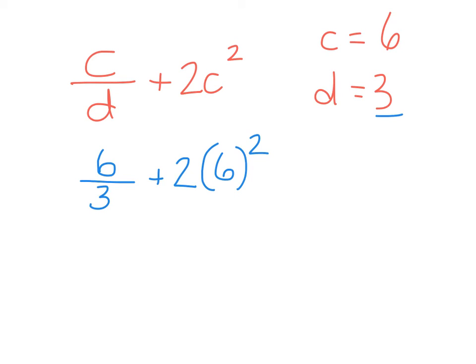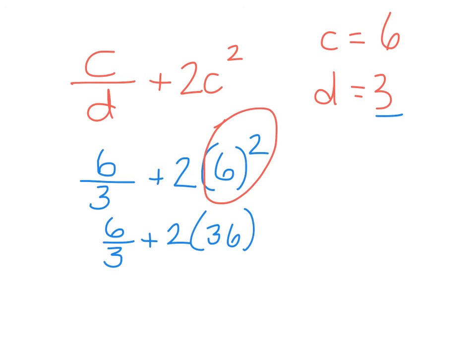So first, PEMDAS tells us to do parentheses, which we don't have anything that we can do inside of them. So we do exponents next. 6 squared is 6 times 6, which is 36. So let's bring everything down. 6 divided by 3 plus 2 times 36. Now we do multiplication and division. Whichever one comes first is what we do. 6 divided by 3 is 2. Plus 2 times 36. Then we have 2 plus 72 equals 74.